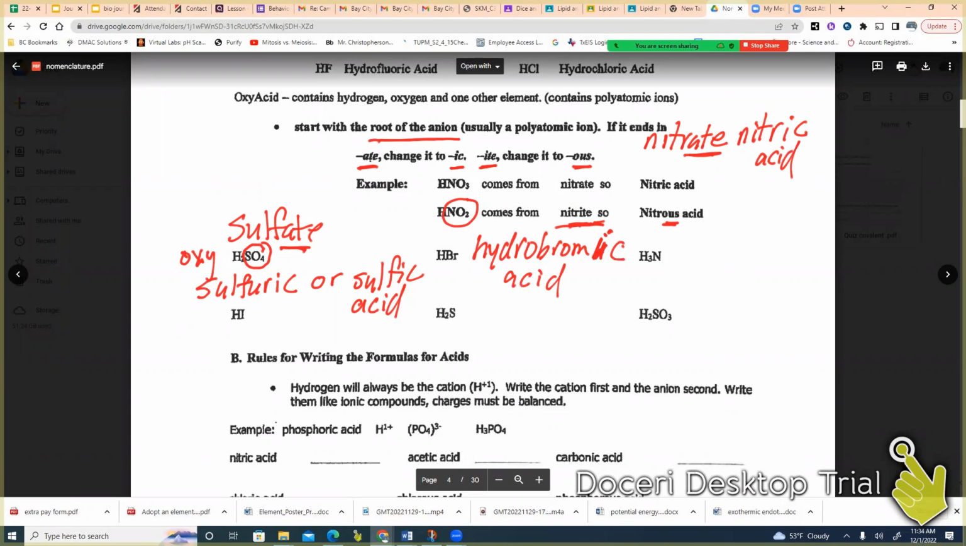All right, next one, H3N. Just like when we were doing our ionic compounds, we do not give any kind of prefix for that 3. So is this binary or oxy? Binary. So we do hydro, the root for nitrogen, and then ic. Hydronitric acid. All right, why don't y'all try those last 3 and then we'll flip it.